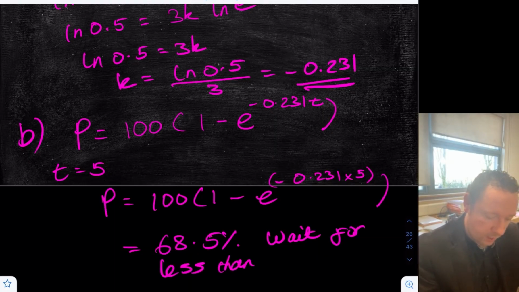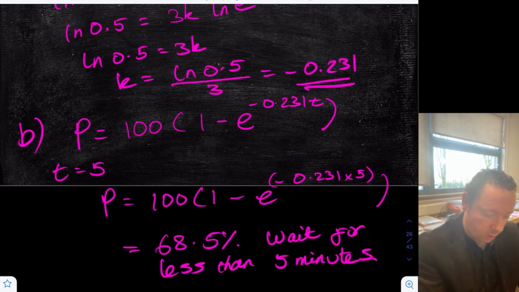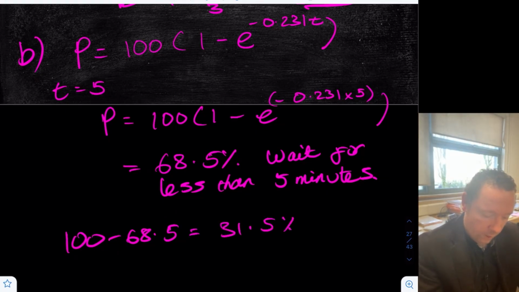Because remember, this formula is for the percentage of customers that wait for less than a specific time. So that means that for those who wait 5 minutes or longer, which is what the question is, I just do 100 minus 68.5, which is 31.5%. Wait for 5 minutes or more.